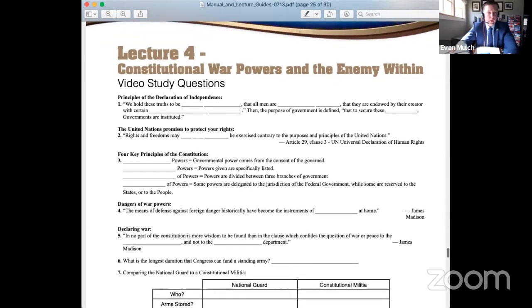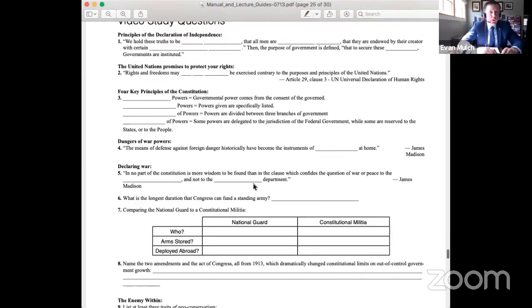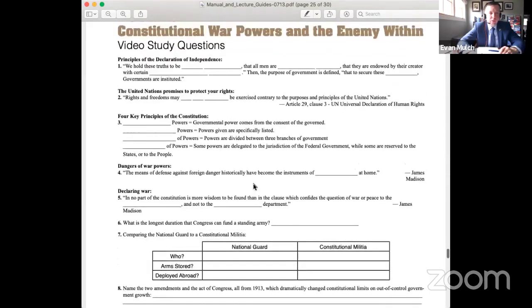Okay, lecture 4 here. Here are the questions here. You can see them on your screen. We hold these truths to be blank blank, that all men are blank blank, that they are endowed by their creator with certain blank blank. Then the purpose of government is defined, that to secure these blank, governments are instituted. So does anybody want to try to answer the first question?